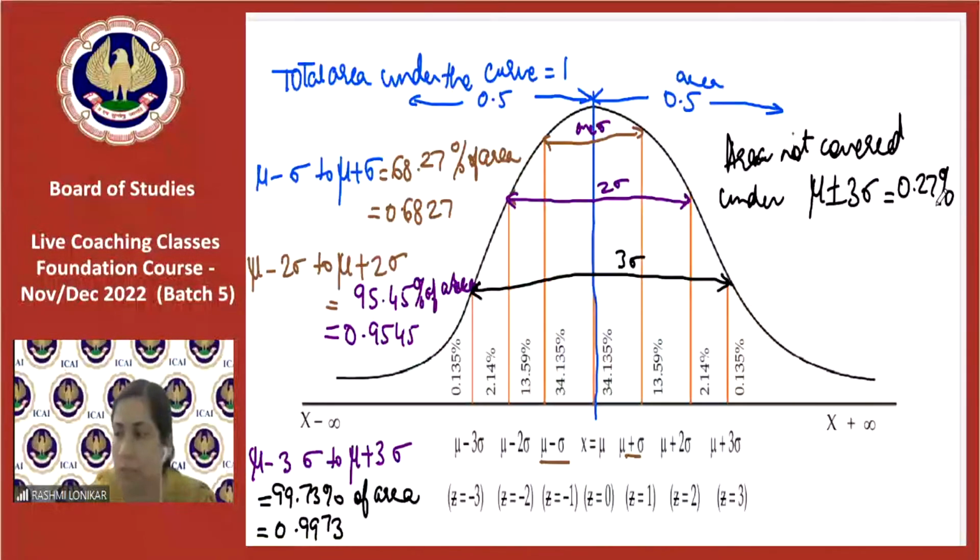So can you imagine that most of your data, most of the information is going to lie between mu minus 3 sigma to mu plus 3 sigma. Apart from that, only 0.27%, which is equal to 0.0027 of the area. Okay, so very small, so that if I am able to study from mu minus 3 sigma, my whole data will be covered under it.